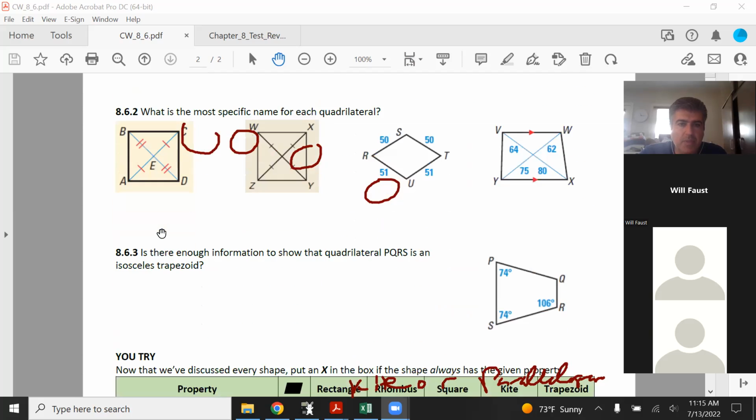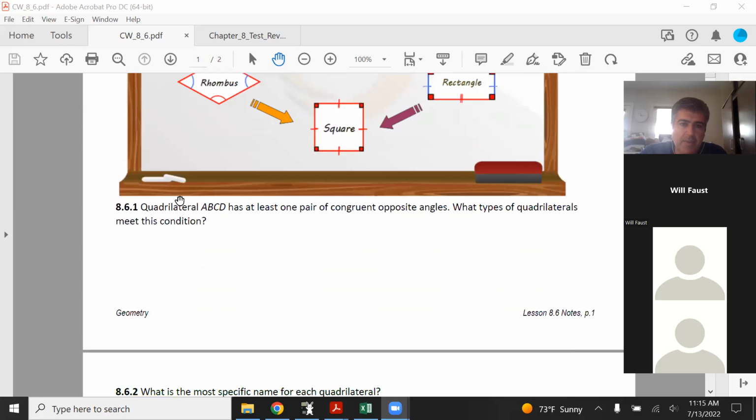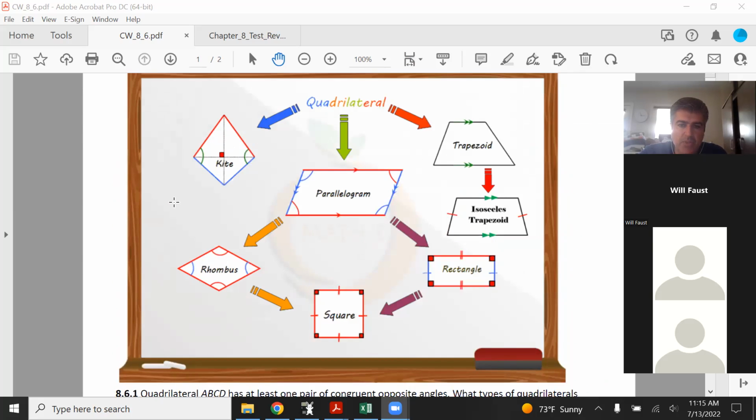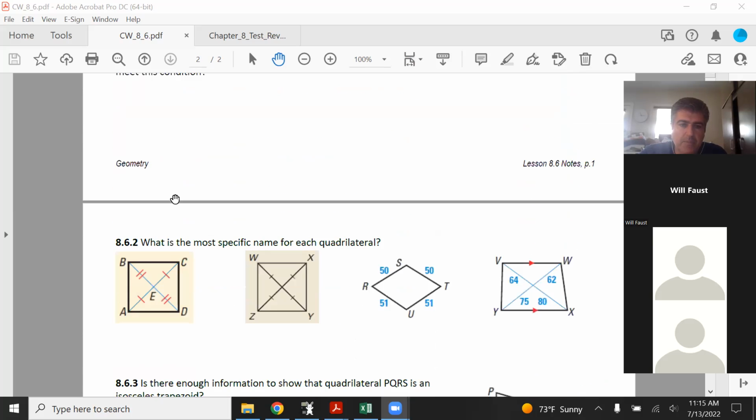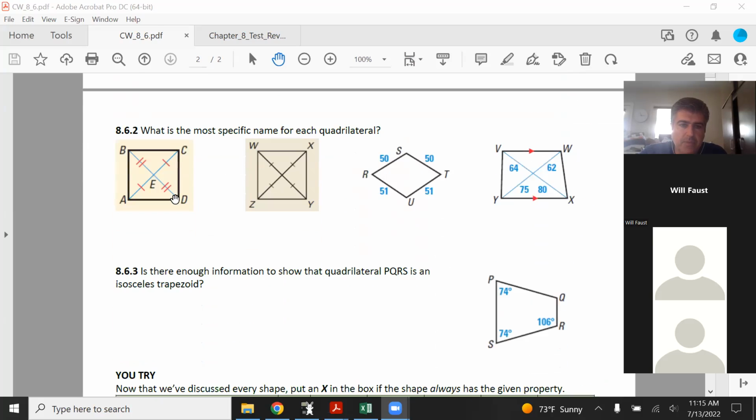Okay, what was the most specific name for each quadrilateral? So here the diagonals bisect each other. We don't know if these are perpendicular. It sure looks like they are, but we don't know that. All we know is the diagonals bisect. So I'm going to call that a parallelogram.